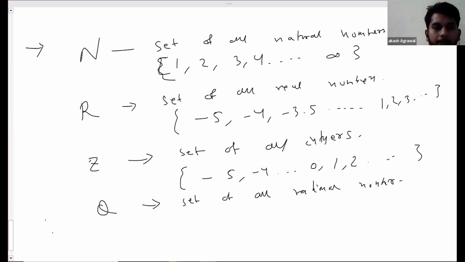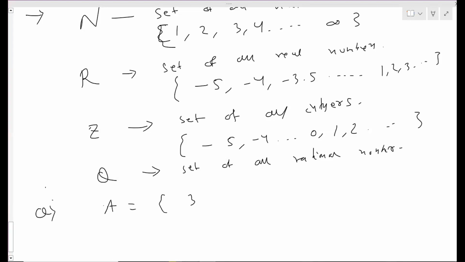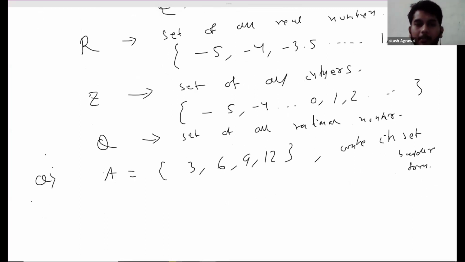एक क्वेश्चन और कर लेते हैं हम। Write it down. A is {3, 6, 9, 12}. Write in set builder form. तो यहाँ देखो सेट A में हमारे पास एलिमेंट्स हैं 3, 6, 9, 12. ऑलराइट, ऑल द एलिमेंट्स आर 3, 6, 9, 12.